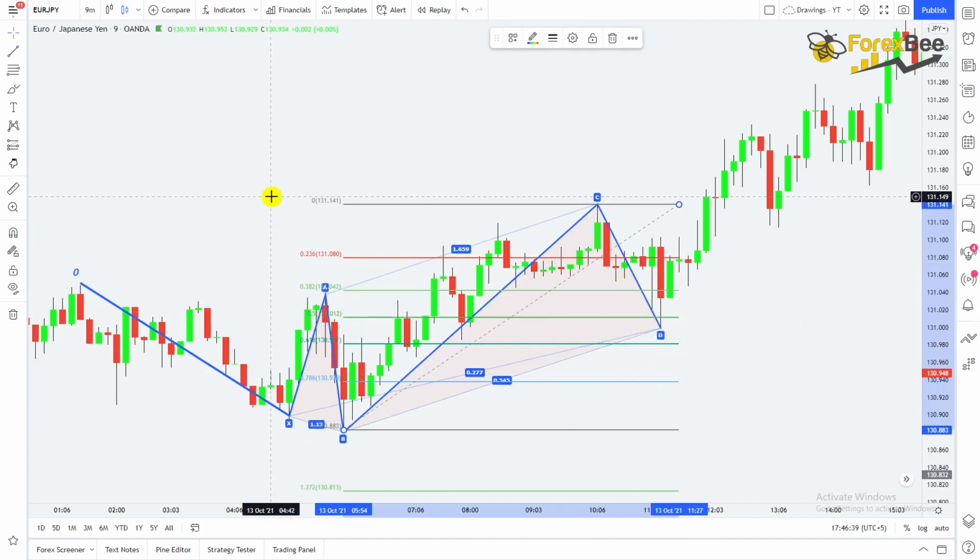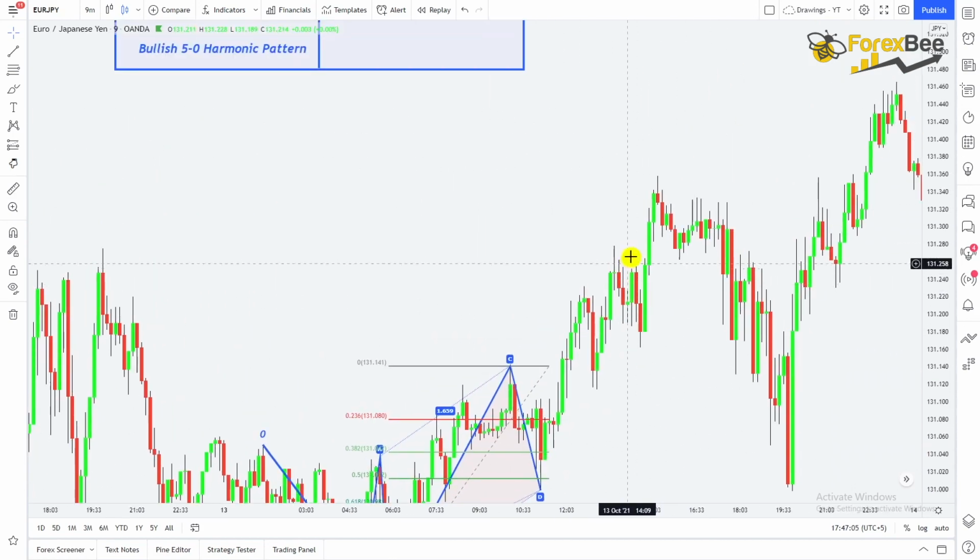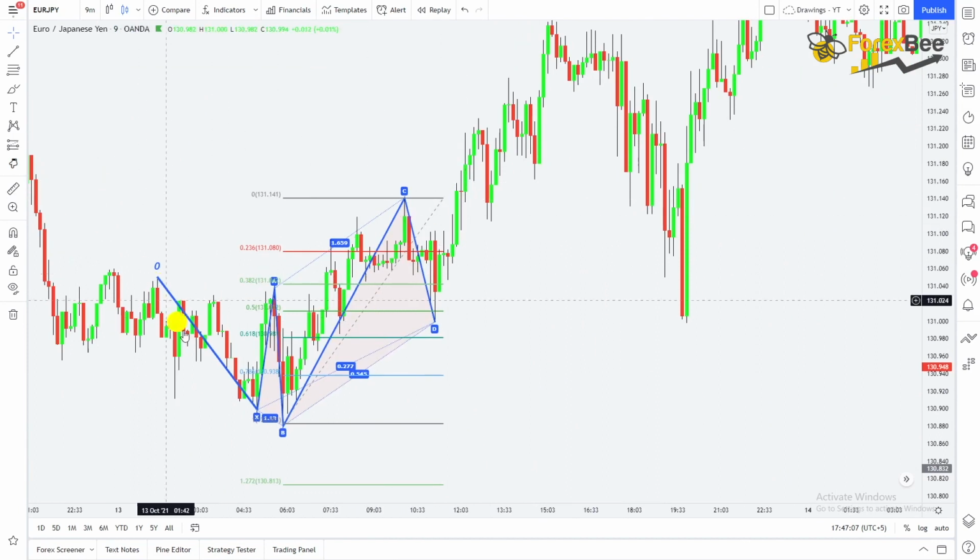So all our rules that we have discussed are fulfilled here, and this is basically our valid 5-0 harmonic pattern. As I said in the beginning, this is basically a bullish harmonic pattern. Okay, bullish reversal harmonic pattern. So if I go here, we can see that the price was going down, but after the formation of this 5-0 harmonic pattern, the price went up. So this here is the reversal that happened. Okay, after the formation of this, we can see that the price is going up.